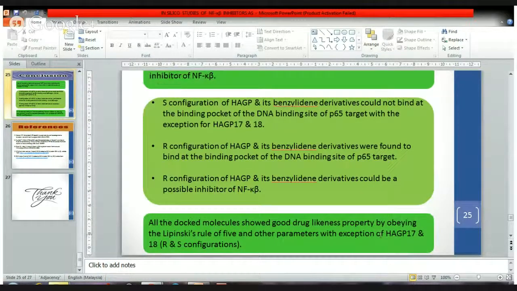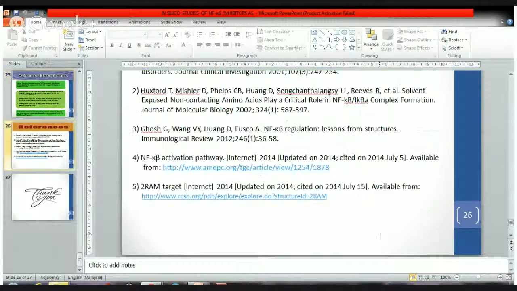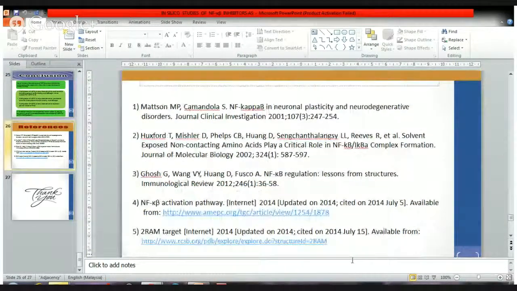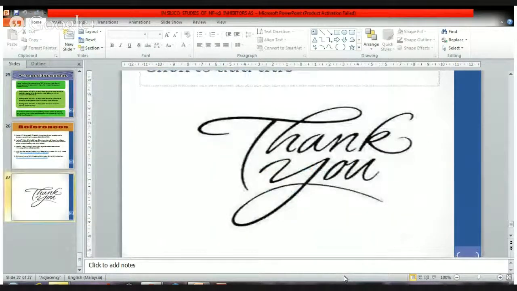And for the ADME prediction, we can see that all the 66 molecules, when they were docked, show a good drug likeness-like property by obeying the Lipinski rule of 5 and few other parameters, with exception for HAGP 17 and 18 for both R and S configurations, where they show a slight deviation in the predicted aqueous solubility parameter. And these are all my references, and that's all. Thank you.